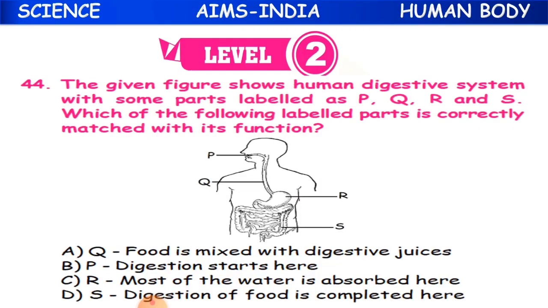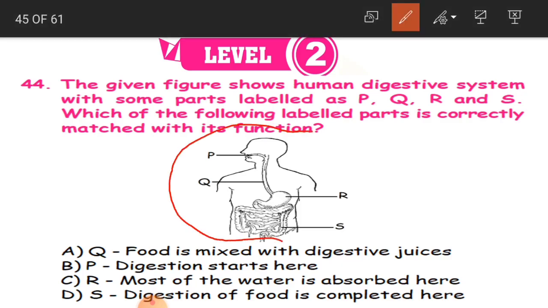44th question here, children. The given figure shows the human digestive system with some parts labeled as P, Q, R and S. Which of the following labeled parts is correctly matched with its function? See here in the picture. You have a diagram and some parts are labeled P, Q, R and S. From the options, we have to match the correct parts, like how they are being labeled.